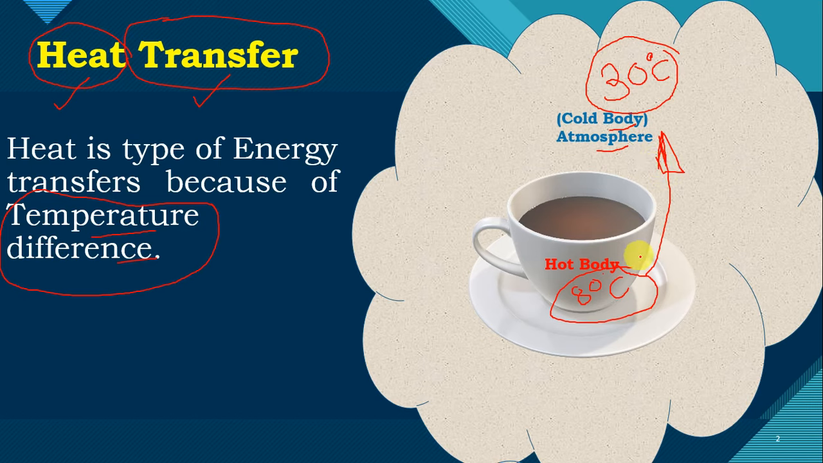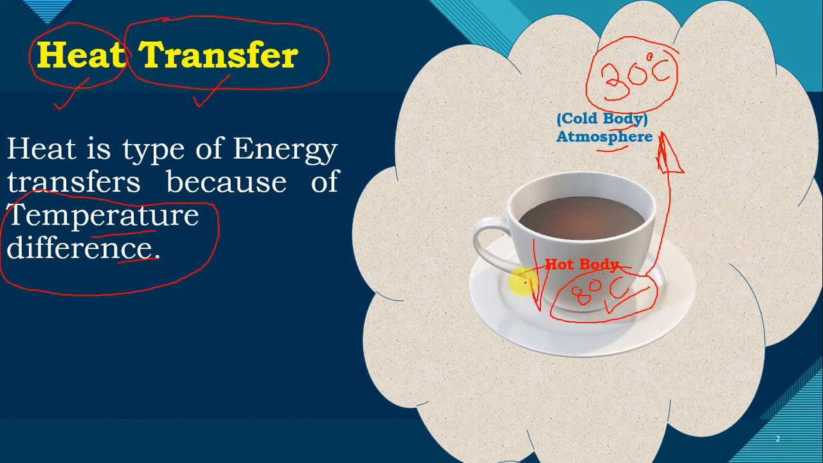The effect of this is that the hot body temperature will go on dropping. Initially it is 80 degrees Celsius. If you observe after 15 minutes, it will not be 80 degrees Celsius. It may be near about 40 degrees Celsius. Why is it 40 degrees Celsius? Because it has rejected heat. It has given its heat to the atmosphere, and as it has given heat to the atmosphere, its temperature will drop.